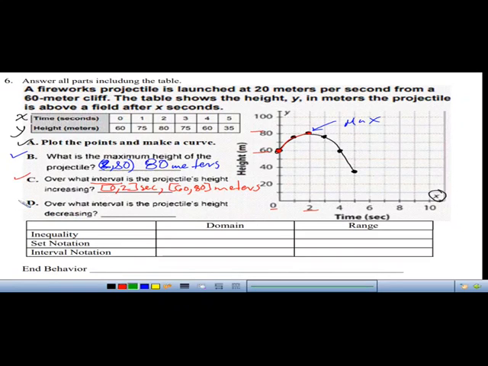All right, guys, let's go to part D. In green, I want you to find me the interval in which the projectile is decreasing. When the projectile is decreasing, from where to where is it decreasing? I want it in seconds and I want it in meters.